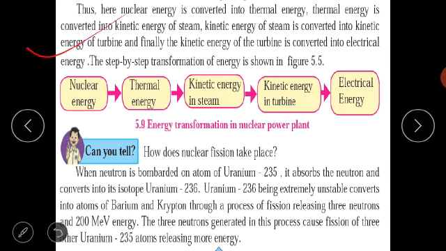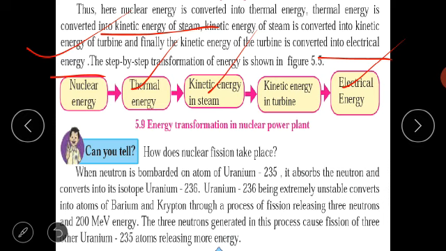Thus, here nuclear energy is converted into thermal energy. Thermal energy is converted into kinetic energy, and kinetic energy is converted into electrical energy. So this is also an energy transformation in the nuclear power plant. As we have studied the energy transformation in the thermal power plant, now we'll study the transformation of energy in the nuclear power plant. So first, nuclear fission reaction is carried out, which generates heat energy, thermal energy. So nuclear energy is converted into thermal energy. Thermal energy is converted into kinetic energy because it produces steam, and steam has kinetic energy. So now kinetic energy is produced, and kinetic energy is converted into electrical energy.